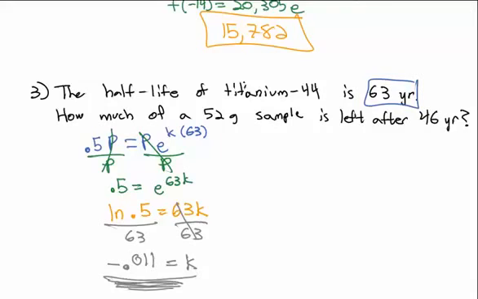This is the decay constant that corresponds with a 63-year half-life. Now that we know that 63-year half-life, we're ready to answer the question that's actually asked of us. How much of a 52-gram sample is left after 46 years? 52 is the principal that we start with. e to the k, which is negative 0.011, times t, which is 46 years.